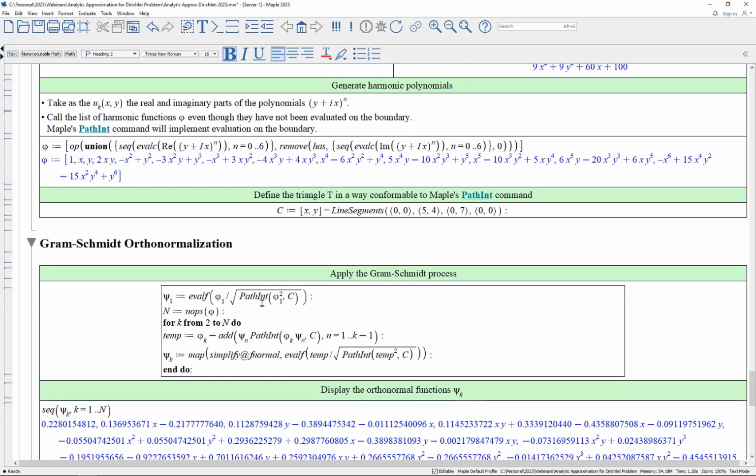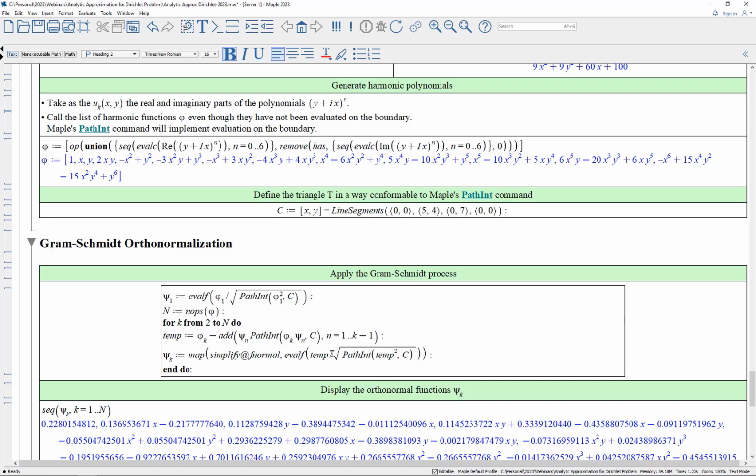We use the path-in command around the triangle. This defines going around the triangle. You can see the normalization here, so we get psi 1. Here I'm counting up the number of polynomials in that list. Subtract off the components along the previous psi functions, and then normalize.